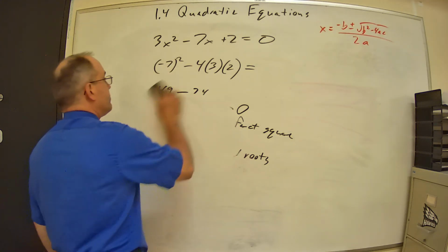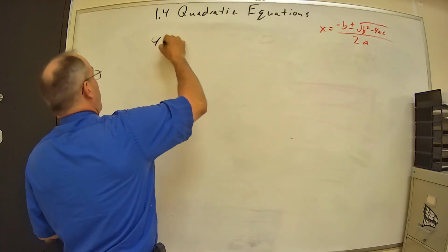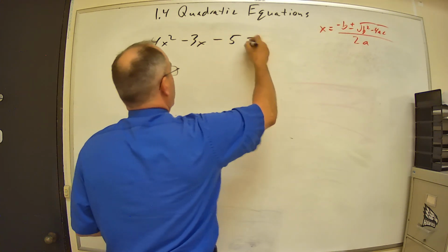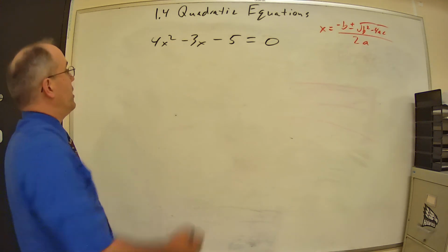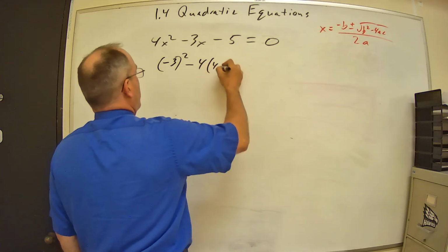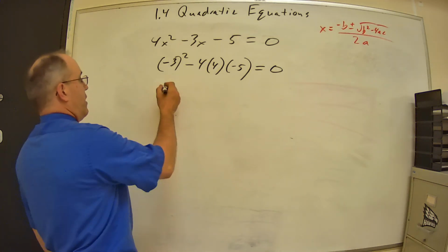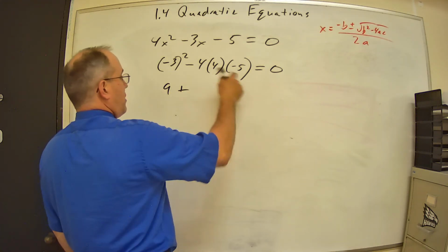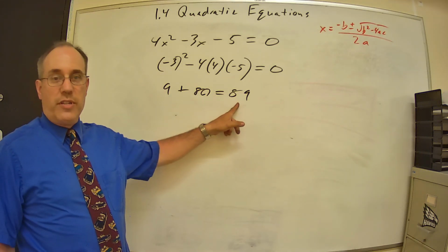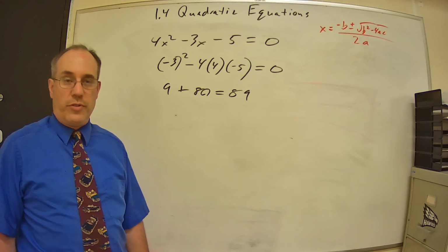Let's try another one. 4x squared minus 3x minus 5 is equal to 0. So we plug it in, and we get negative 3 squared minus 4 times 4 times negative 5. So we get 9 plus 80, which is equal to 89. It is greater than 0. It is not a perfect square. Two real irrational roots.